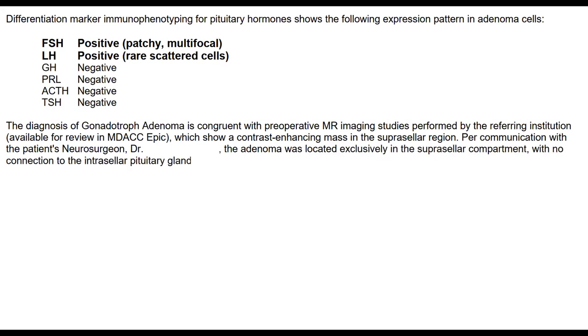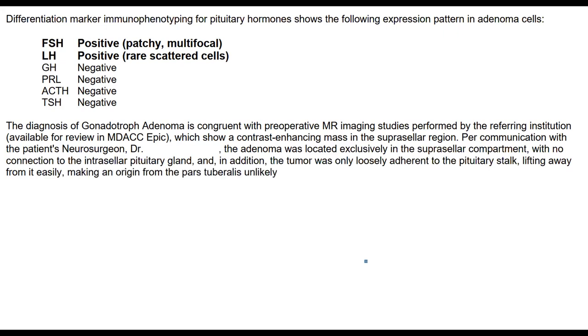The adenoma was located exclusively in the suprasellar compartment with no connection to the intrasellar pituitary gland. In addition, the tumor was only loosely adherent to the pituitary stalk, lifting away from it easily, making an origin from the pars tuberalis, which would be the most common origin for exclusively ectopic suprasellar pituitary adenoma, unlikely. I mean, they're rare, but not that rare.